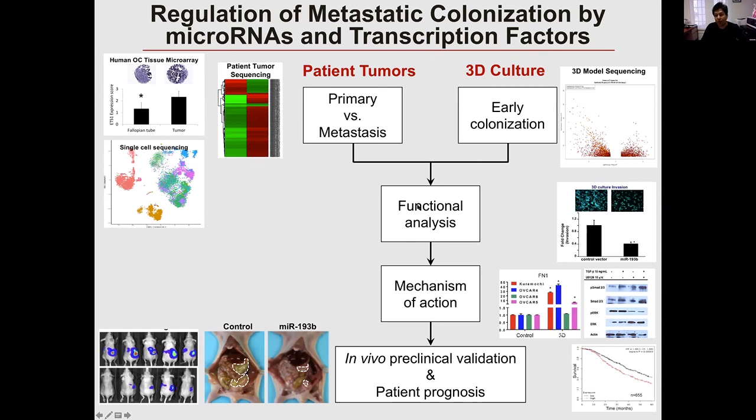So next we do functional analysis, follow that up with mechanism of action of those targets, and we end using in vivo preclinical validation in mouse models of ovarian cancer metastases. And we also test in patient data that is already available for prognostic indicators. So that basically summarizes what we do.